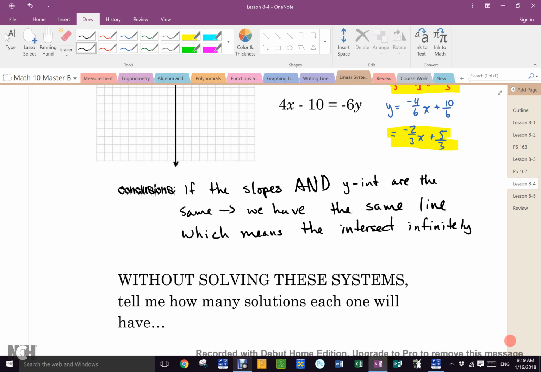Now, when I say is everybody good, I don't mean do you have it written down. Do you understand what's happening? If you got one line and the other line's lying right on top of it, then they're touching the whole time.